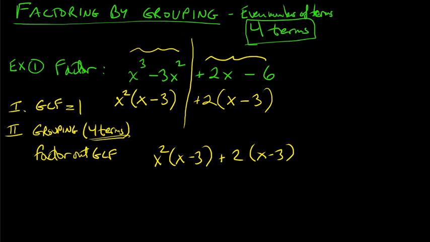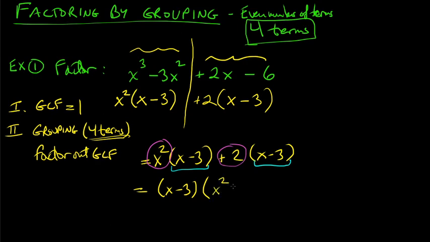At this point, this should look familiar. This is something we did just in the last video. We have a common GCF of x minus 3. Even though it's 2 terms, that is the GCF, which means we can factor out the x minus 3. And what does the x minus 3 multiply? Well, it multiplies the x squared and the plus 2. So x minus 3 times x squared plus 2. And that's as far as we can go.